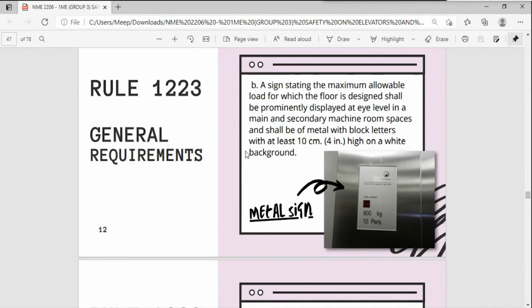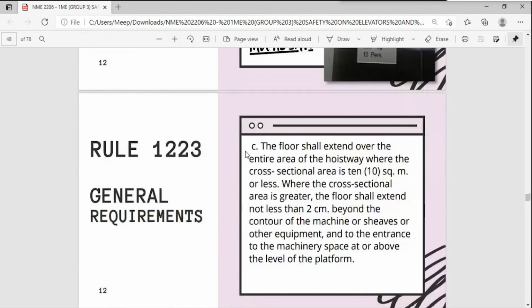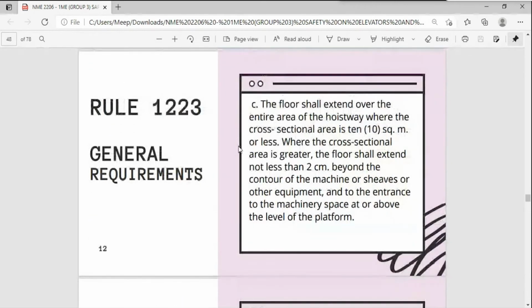So next, the floor shall extend over the entire area of the hoistway where the cross-sectional area is 10 square meter or less. Where the cross-sectional area is greater, the floor shall extend not less than 2 centimeters beyond the contour of the machine or sheaves or other equipment and to the entrance to the machinery space at or above the level of the platform.